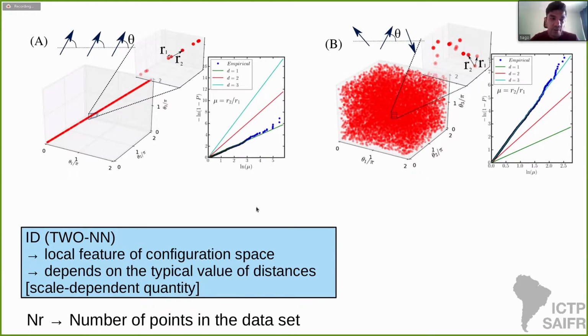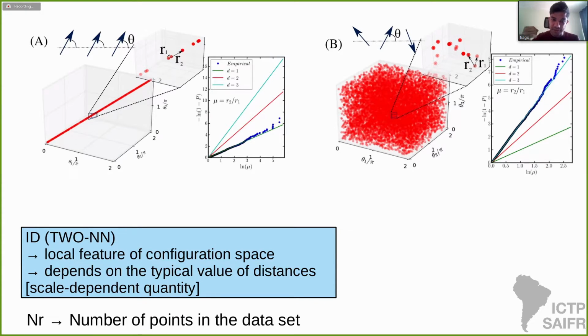Let me just emphasize two aspects of this method. The first is that it is a local feature of configuration space, so I'm really probing the intrinsic dimension locally. And the second aspect is that this intrinsic dimension depends on the typical value of this distance.